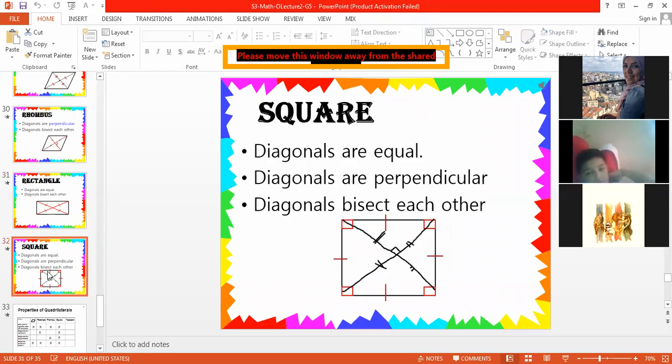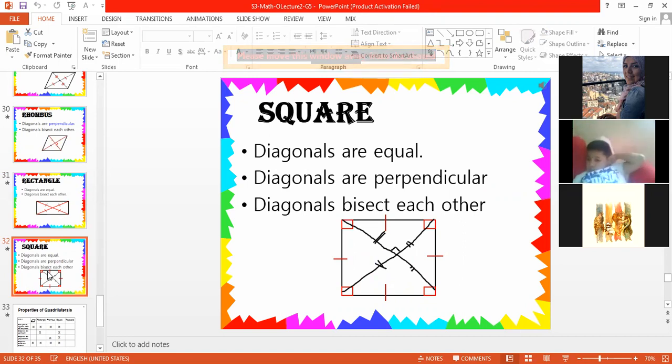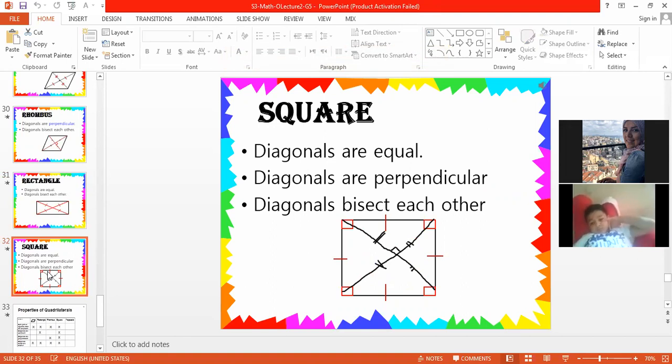The square has everything. The diagonals bisect each other, the diagonals are perpendicular, and the diagonals are equal. Is it clear, guys? Yes. Great.